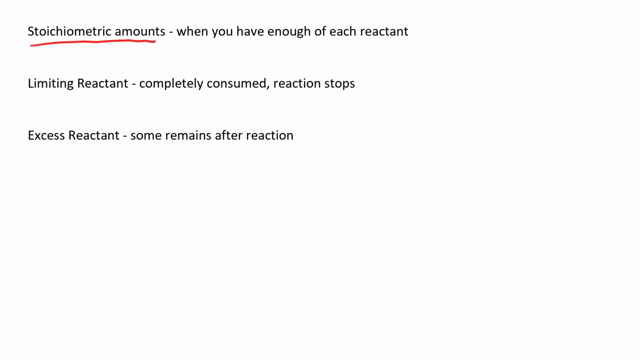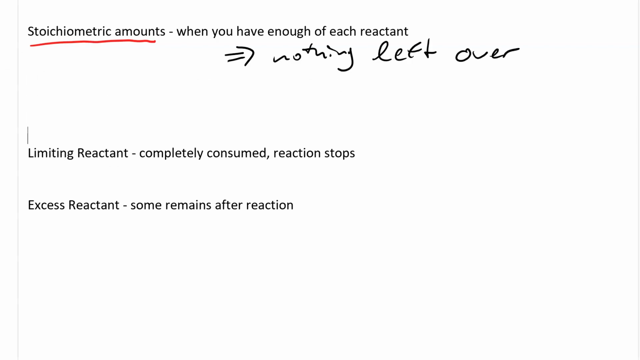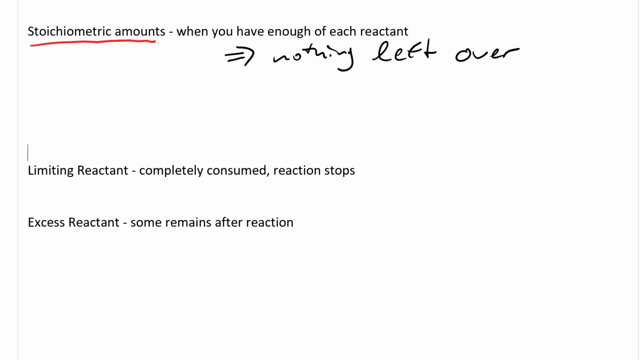Stoichiometric amounts. This is when you have exactly enough of each reactant to consume the other with nothing left over. Now, when you have stoichiometric amounts, there is no limiting reactant and no excess reactant. But usually, that is to say, stoichiometric amounts are a special scenario.